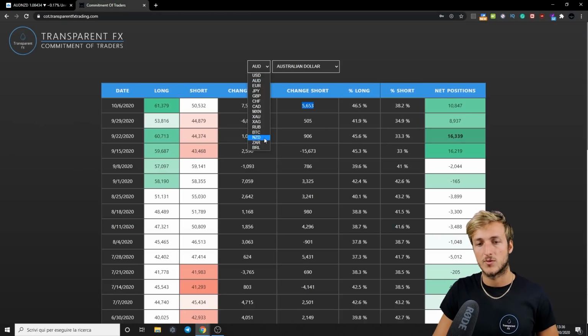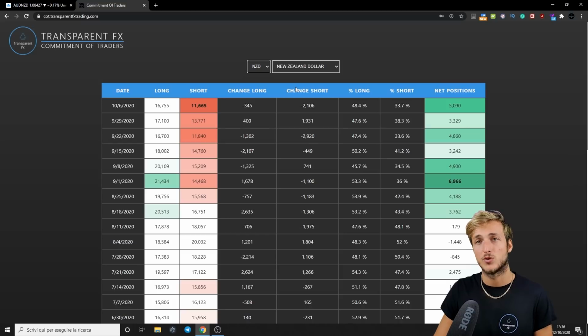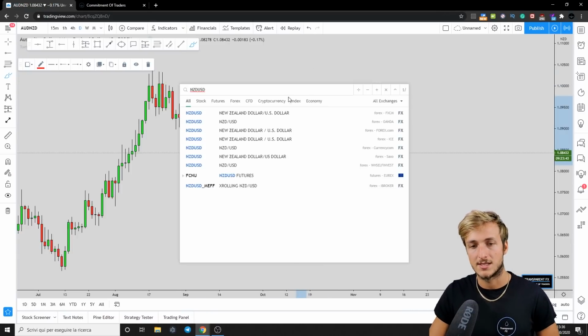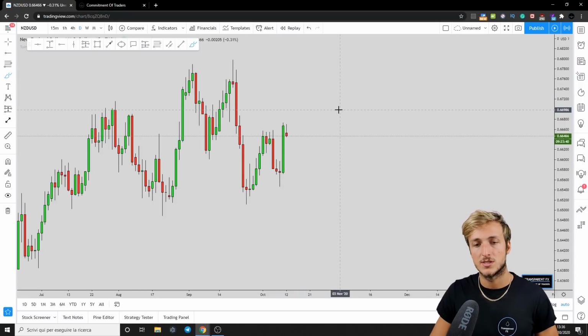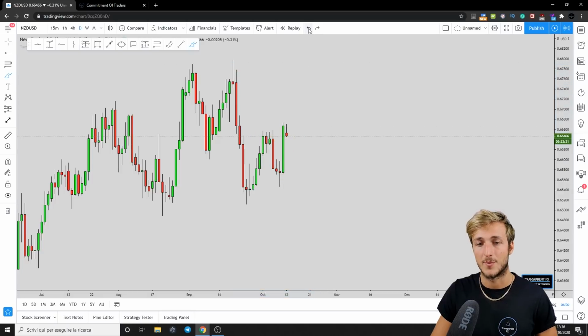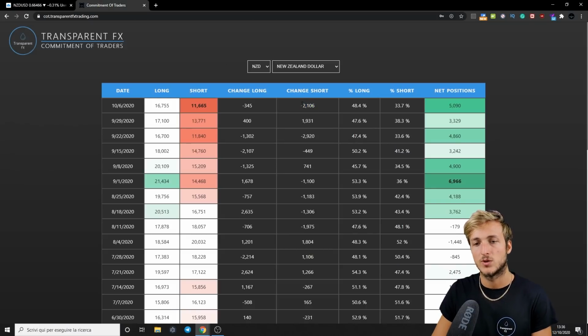If we go and see what we have from an NZD perspective, we can see that with the last report, hedge funds have closed 2K short positions. Now keep in mind what NZD lately has been doing. Let's take, for example, NZD USD. On NZD USD, we can see that with the last price action that we have, the market has been creating this huge move to the downside without showing any sign of proper move up. So it means that during a move to the downside, we're seeing shorts getting closed.